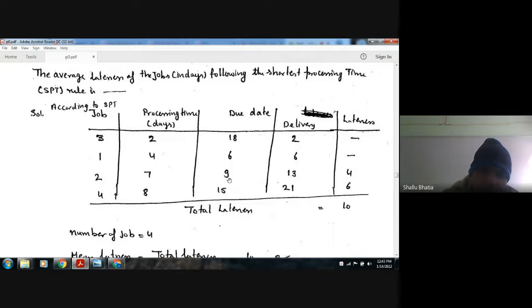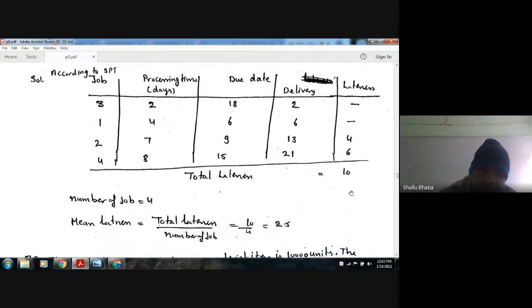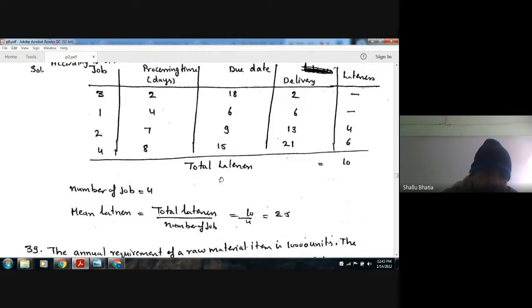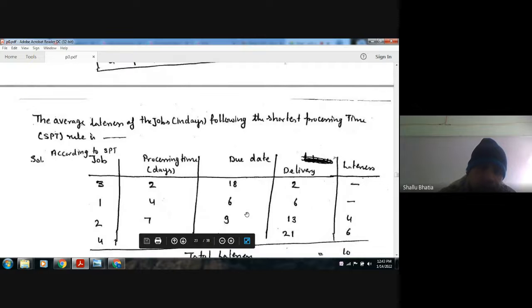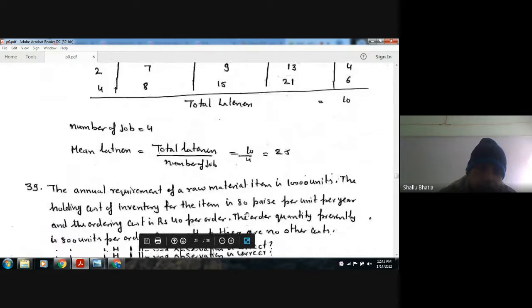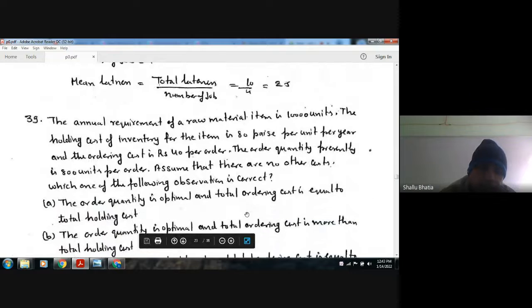Okay, but the due date is 9, so there will be a lateness of 4 days. And this fourth job, having the maximum processing time, will be completed in 15 days, the summation of this, and it will be late by 6 days. So total lateness is 10, and the number of jobs is 4. So the mean lateness is total lateness divided by number of jobs, or it is also called tardiness. The answer is 2.5. 10 by 4, 2.5.